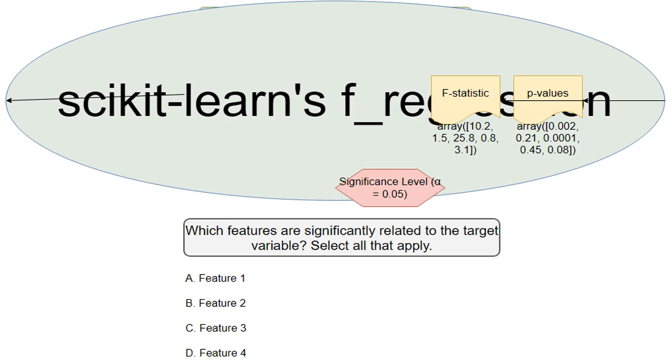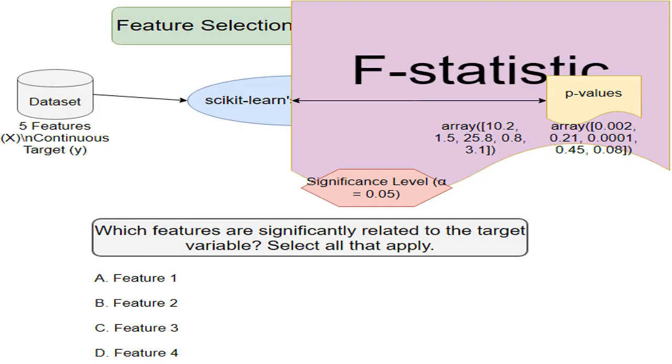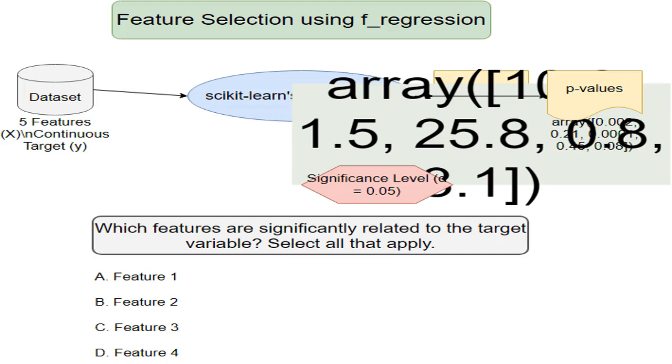It does this by performing a simple regression analysis for each feature individually. The F statistic is a number that tells you how well each feature individually explains the variations in the target variable. A higher F statistic means that particular feature is a better predictor. I have an array of 5 F statistics, one for each of my 5 features. These are the actual F statistic values I got from my analysis. Feature 3 has the highest value, 25.8, suggesting it is the strongest predictor of the target variable.